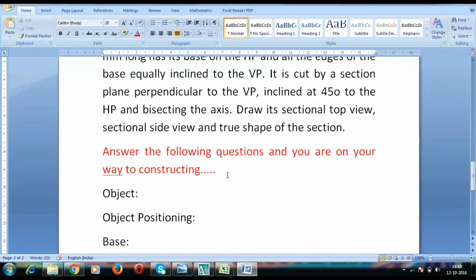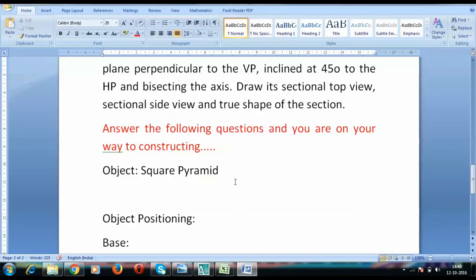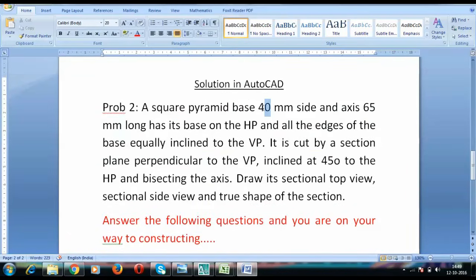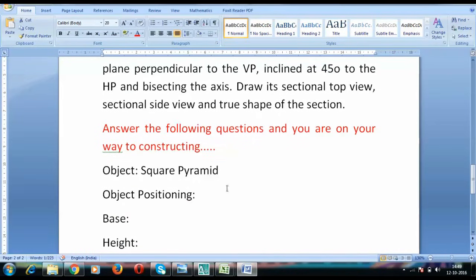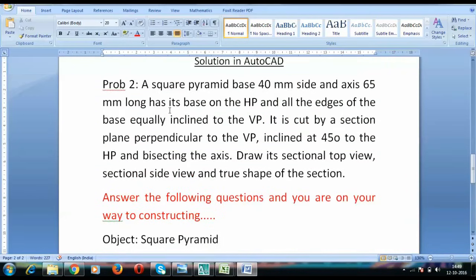Alright, so guys, answer the following and you're on your way to constructing. So the object here is a square pyramid. Now this particular square pyramid is having a base of 40 mm and the axis length is 65. So base of 40 mm, whereas the length of the axis, or the height of the square pyramid, is 65 millimeters.